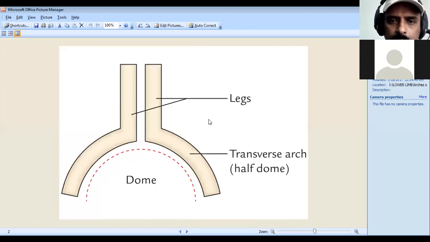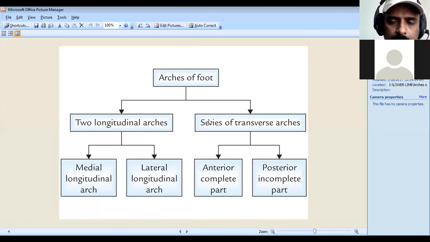You have to tell the arches of the foot. These are the arches of the foot. These are the spring-like activities, movements taking place at the foot region, which we call arches. And whatever dome-shaped, curved arches are maintained in the sole are maintained due to the presence of these spring-like activities and by many other factors, which also maintain the arches.